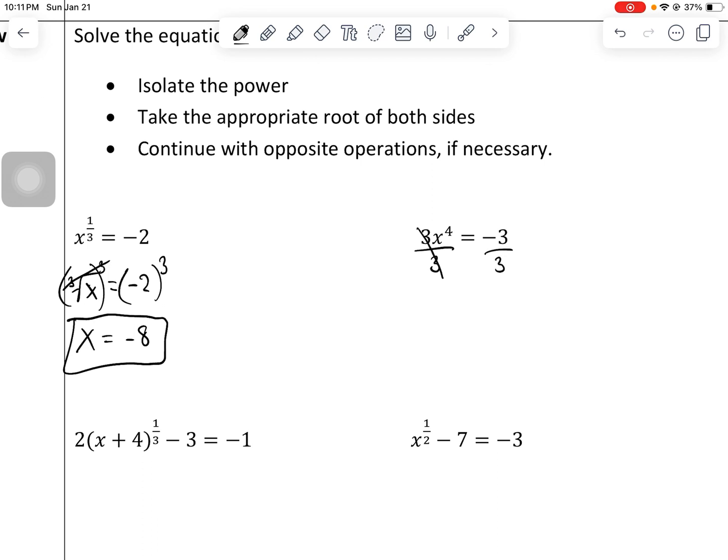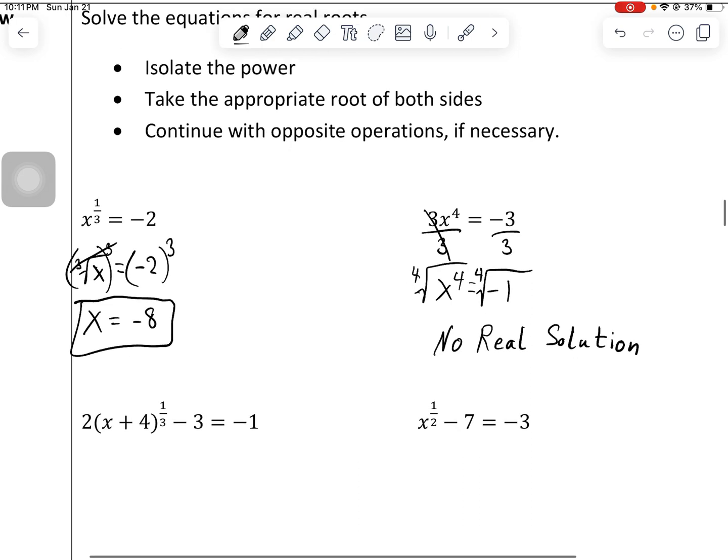If we look over here at this one, it's a similar idea. We would divide both sides by 3. This reduces, becomes x to the fourth equals -1. And to undo a fourth power, we take the fourth root. But we have to remember that in this instance, because it's the fourth root of a negative number, and that's an even root, we can't do that. So we are going to say that this is no real solution. You would have complex solutions.